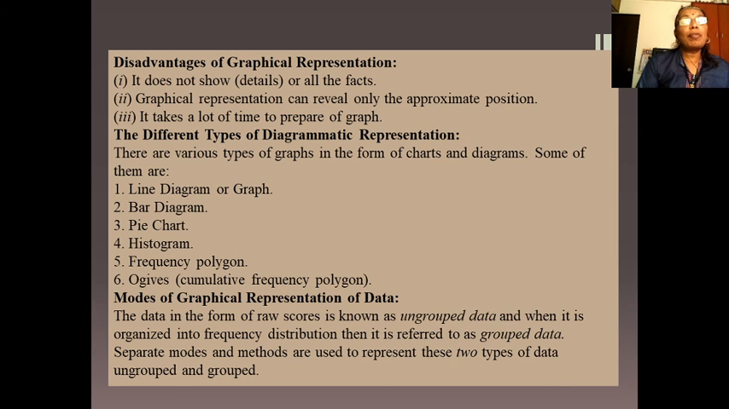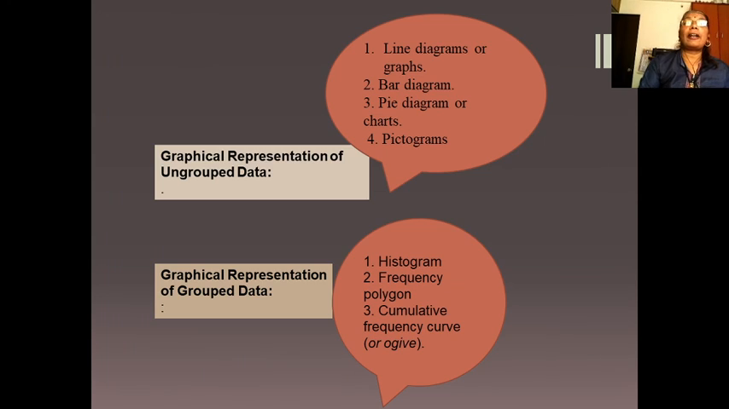There are a number of modes of graphical representation of data. The data in the form of raw scores is known as ungrouped data, and when it is organized into a frequency distribution, it is referred to as grouped data. Separate modes and methods are used to represent these two types of data, ungrouped data and grouped data.